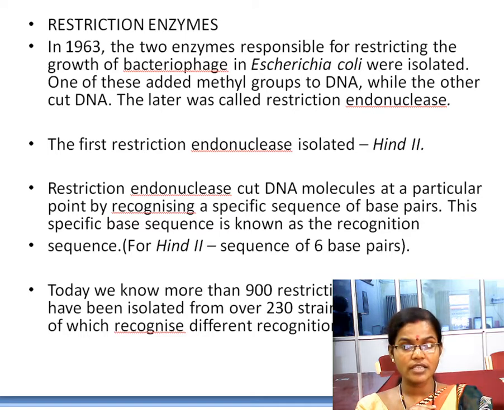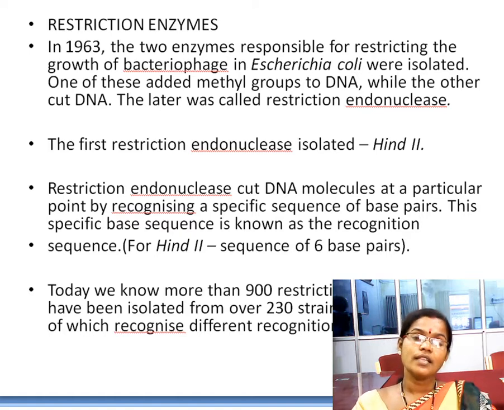Restriction endonucleases are also called molecular scissors, or they are also called molecular knives. So here, these molecular scissors or molecular knives, who has discovered these enzymes? That is, the scientist called Hamilton Smith.